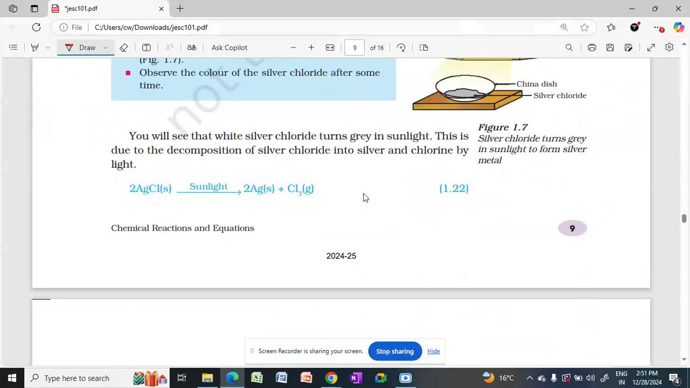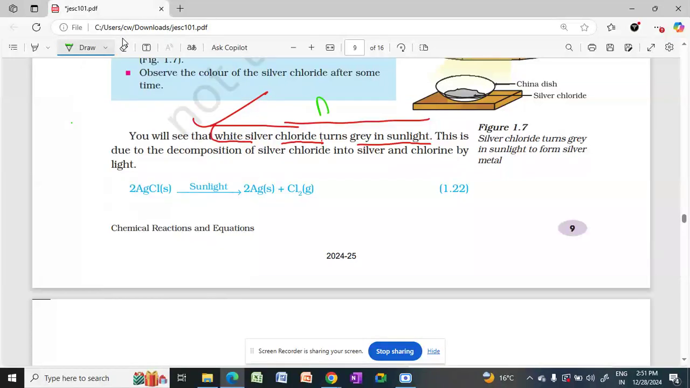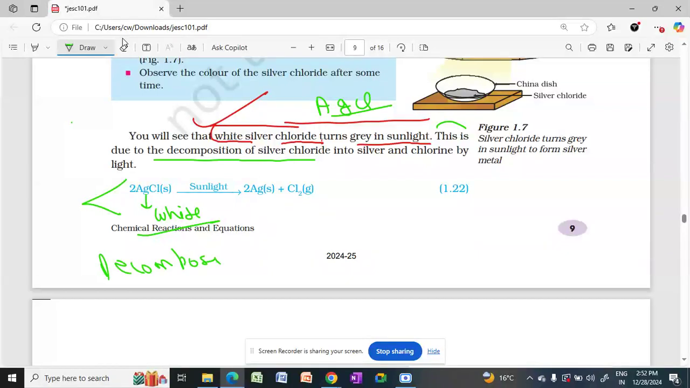So here you can see, underline this. From this point, white silver chloride turns gray in sunlight. White silver chloride, underline from here. Silver chloride is what? AgCl. AgCl was having white color, and in sunlight it will turn gray. Why? This is due to the decomposition. This is also an example of a decomposition reaction.